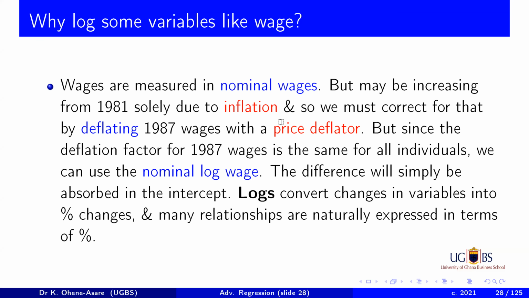And so we have to correct for inflation by deflating the 1987 wages and bringing it into 1981 time value. And we use the price deflator for that. The deflation factor for 1987 wages is the same for all individuals. So sometimes because of that, we can just use the nominal log wage. So we take the nominal wage or the real wage if you have the values for that. So taking the log of the value reduces inflation. That's all. The difference will be simply absorbed in the intercept.